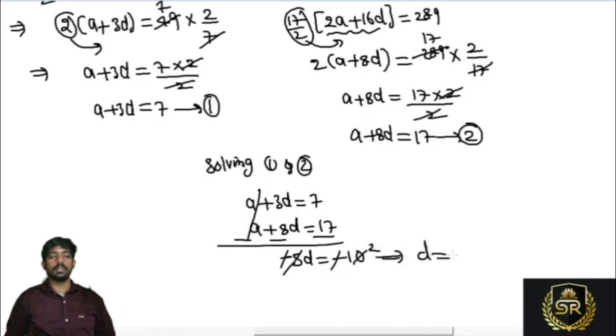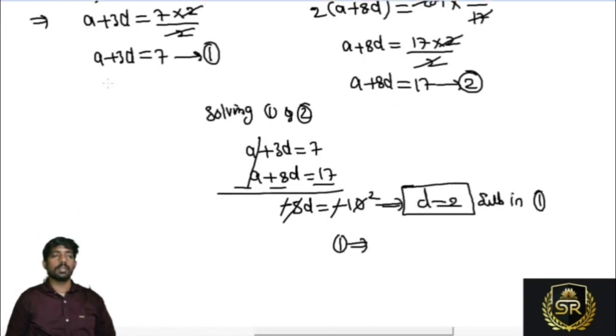Therefore d is equal to 2. Substitute in any one of the equations. So I am substituting in one equation. Equation one implies what? a plus 3 into d is equal to 7, right? In the place of d, substitute 2.